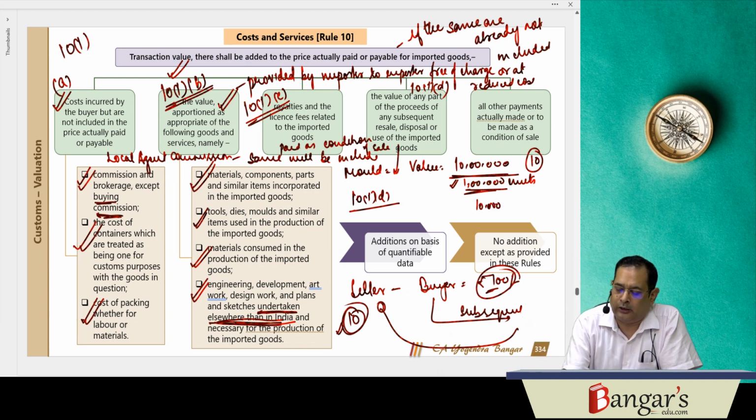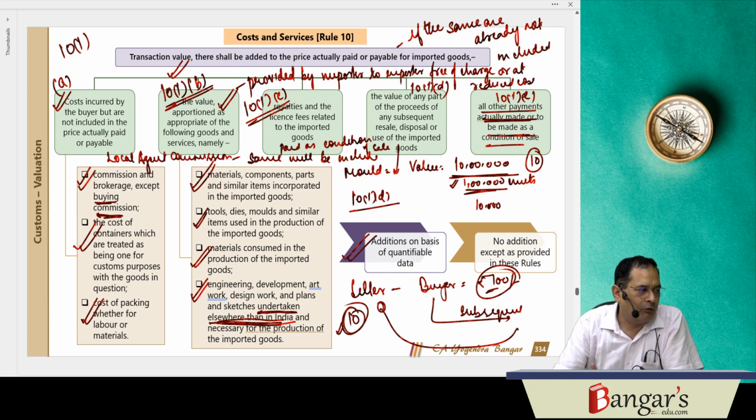Then all other payments: 10(1)(e) provides that all other payments made as a condition of sale will be added. Besides this, whatever additions are made will be made on the basis of objective and quantifiable data, and no additions will be made except as provided in these rules.